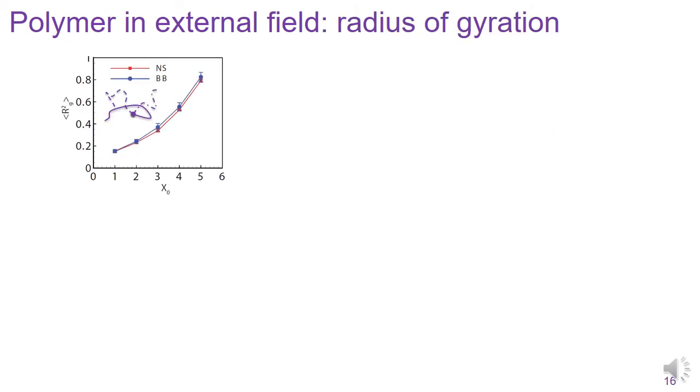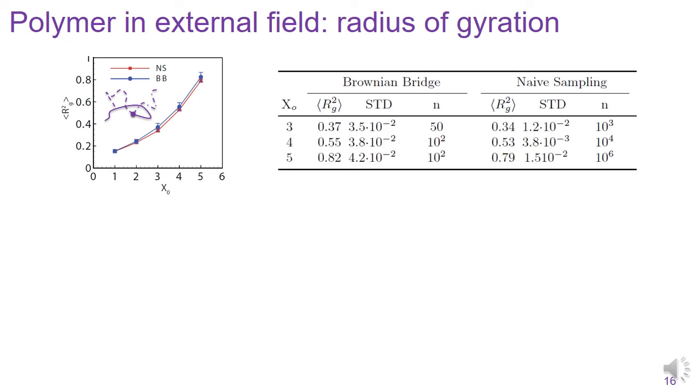We demonstrate this idea by calculating the radius of gyration. As shown here is again the 1D polymer, with one end fixed and the other end free. As you can see, naive sampling and the Brownian bridge gave consistent results. However, if we check the order of simulations, when the polymer is far away from the minimum potential, the Brownian bridge takes only 100 simulations. The naive sampling, in order to get the same order of statistics, takes about 1 million simulations. Therefore, the Brownian bridge can save 4 orders of magnitude of simulation for this particular example.